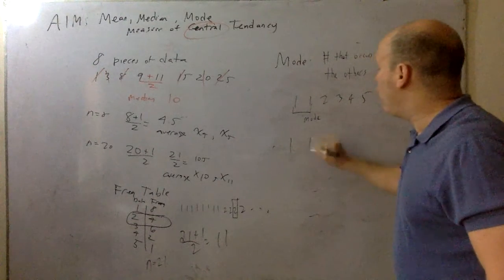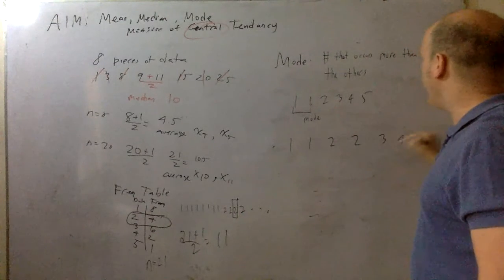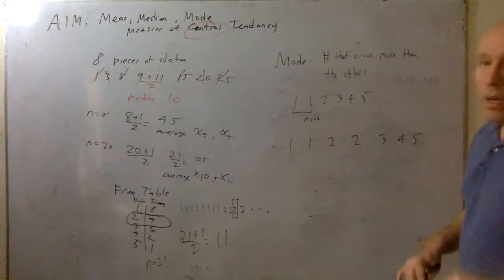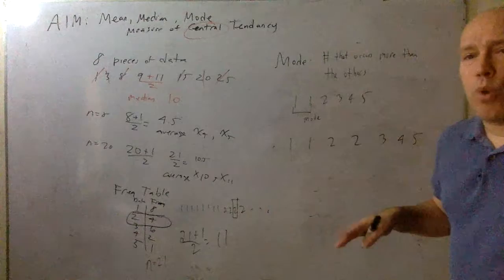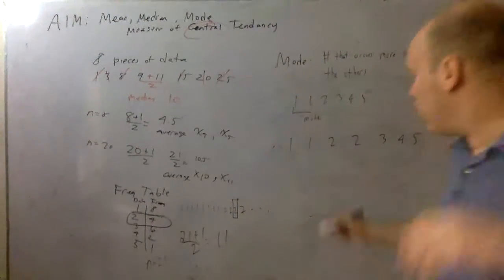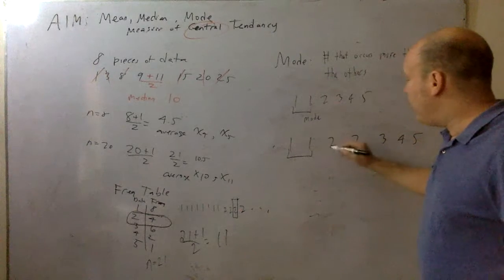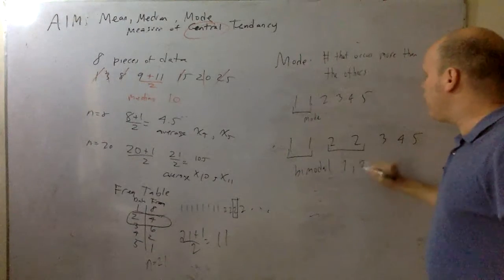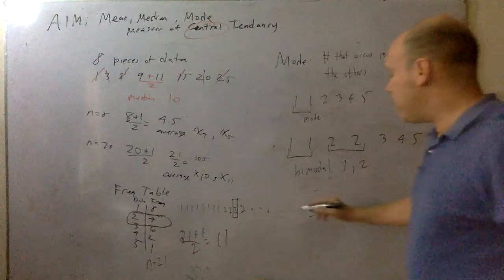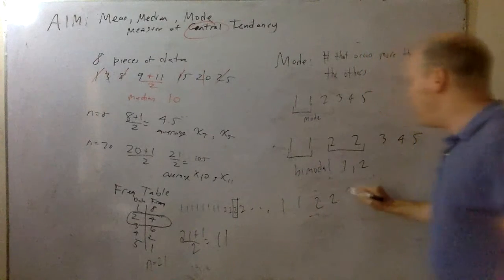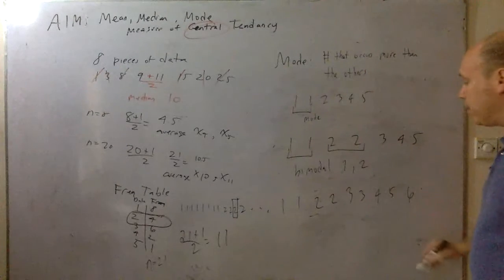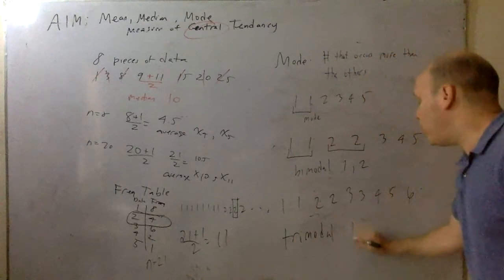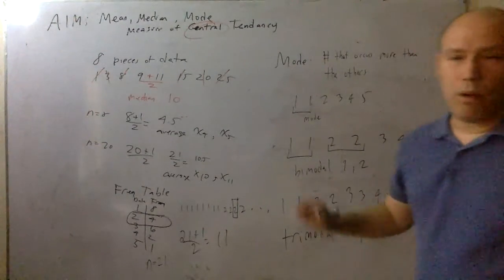Now, I'll give you another example, 1, 1, 2, 2, 3, 4, 5. You say, okay, Mr. Adler, there's 1, 2, 3, 4, 5, 6, 7 pieces of data. Now the question is, what is the mode? Well, it turns out there's 2 modes because 1, 1 occurs twice, and 2, 2 occurs twice. So this is bimodal, and it's 1 and 2. Well, what if the data was 1, 1, 2, 2, 3, 3, 4, 5, 6? Well, this is known as trimodal, and the mode is 1, 2, and 3.